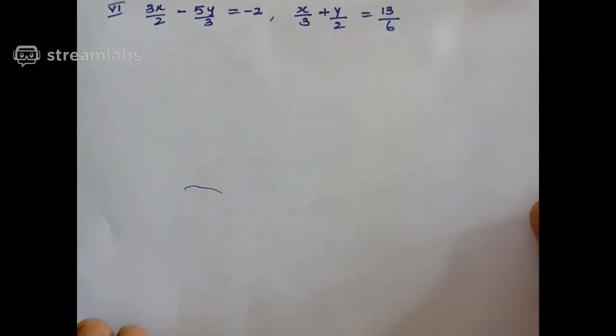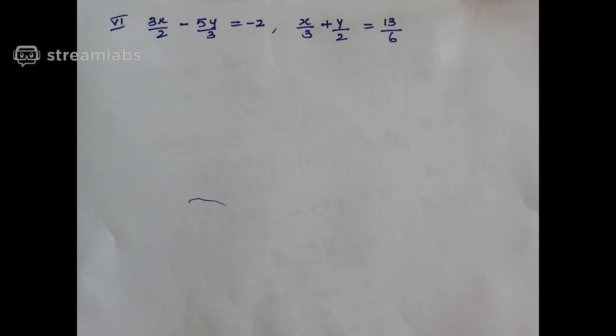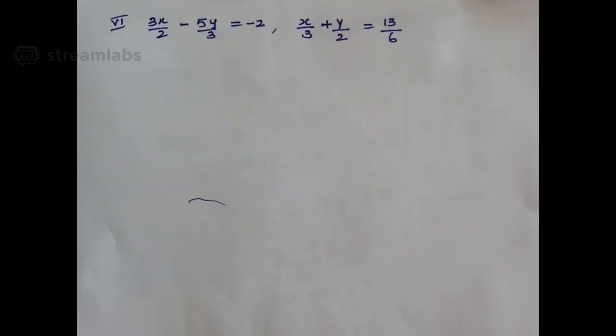Okay, next problem. See the sixth one, 3x by 2 minus 5y by 3 is equal to minus 2. X by 3 plus y by 2 is equal to 13 by 6. Now let us reduce this to the standard form: a1x plus b1y plus c1 is equal to 0, a2x plus b2y plus c2 is equal to 0.